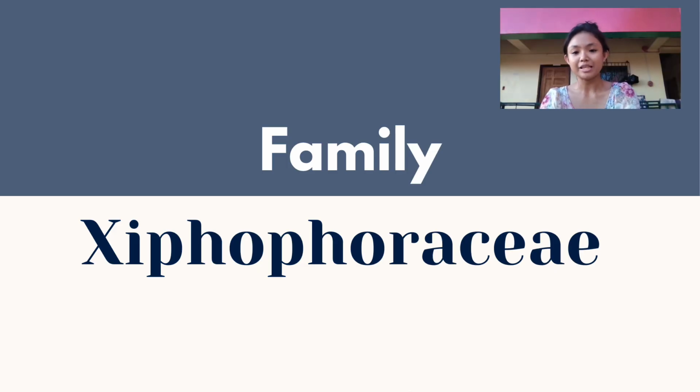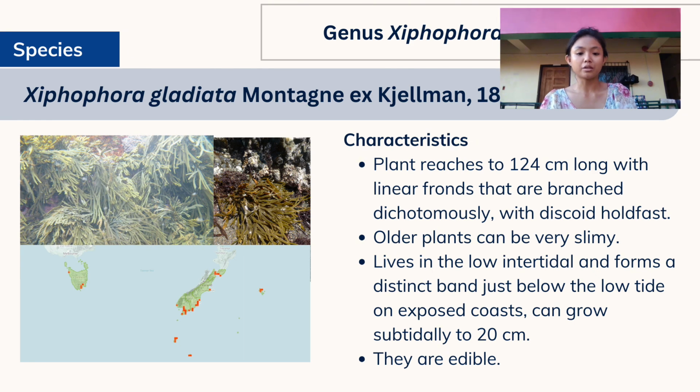Next is the family Cystophoraceae. Cystophoraceae is one of the families under the order Fucales. Like most brown algae, they live in the marine environment. They are endemic to the cool temperatures of New Zealand and Australia, and they are not found here in the Philippines. This family consists of one genus, Cystophora, with 2 species under it, Cystophora chondrophylla and Cystophora gladiata.